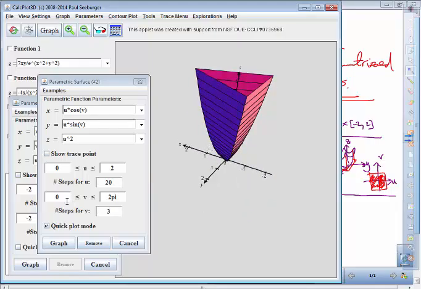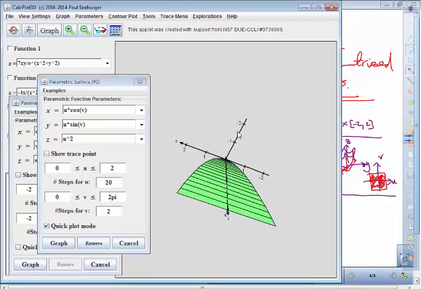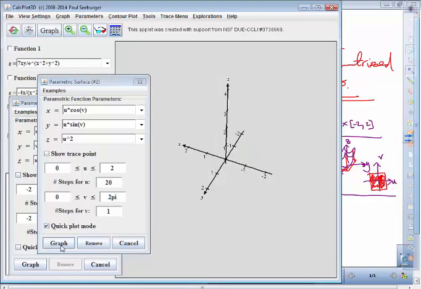Let's see if we put 2 or 1. I think 2 would give us a line. Yeah, it's just like a flat parabola. That's nothing. And I don't think 1 will work. Nothing.